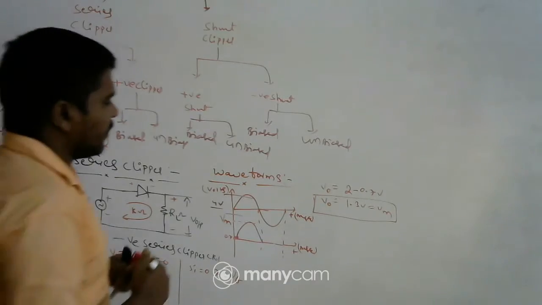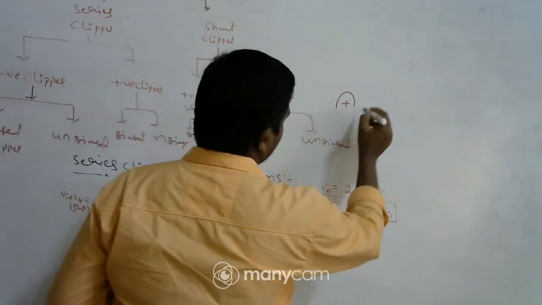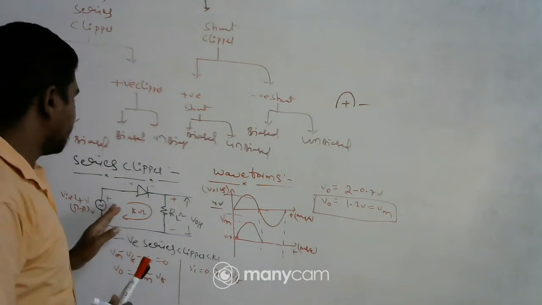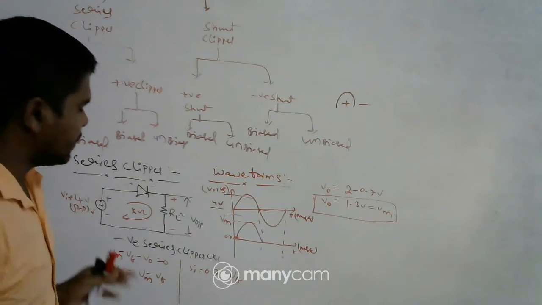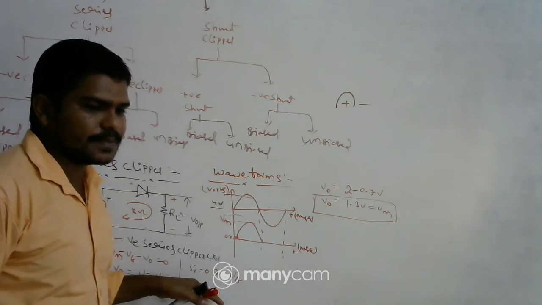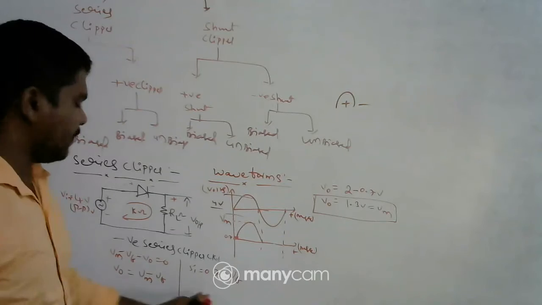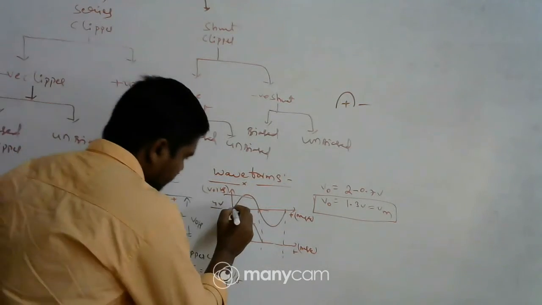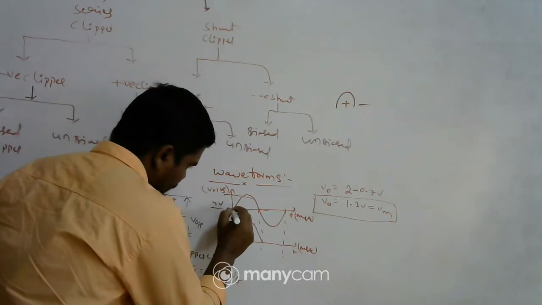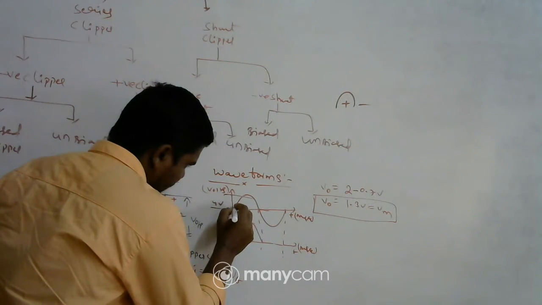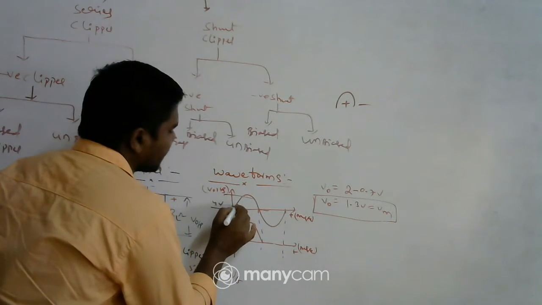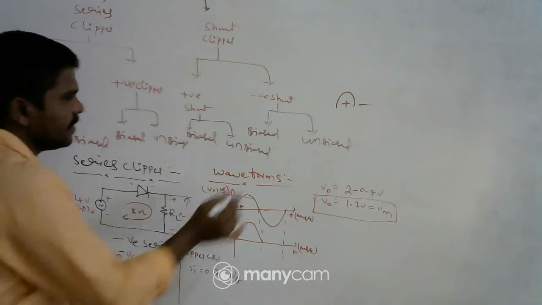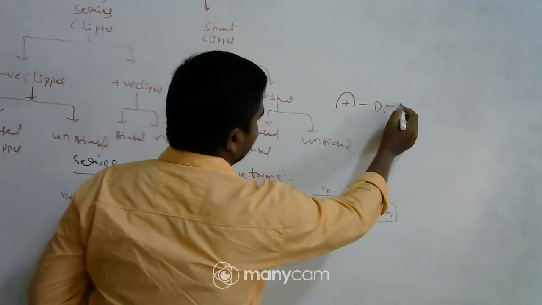let us see what happens for a positive half cycle. It is similar to a half wave rectifier, and the diode used is a silicon diode. Silicon diode cutting voltage is 0.7. Practically, your input signal starts from 0, 0.1, 0.2, 0.3, 0.4, 0.5, 0.6, 0.7. At 0.7, because it is forward bias, right? So for a positive half cycle, the diode becomes forward biased.